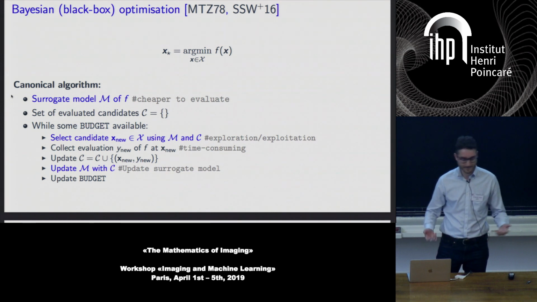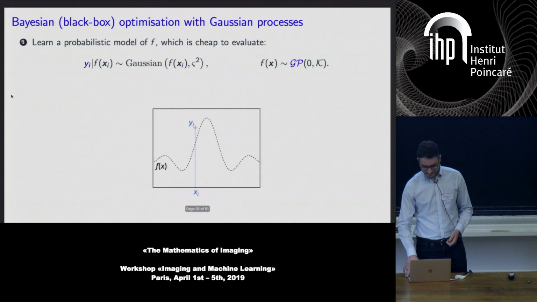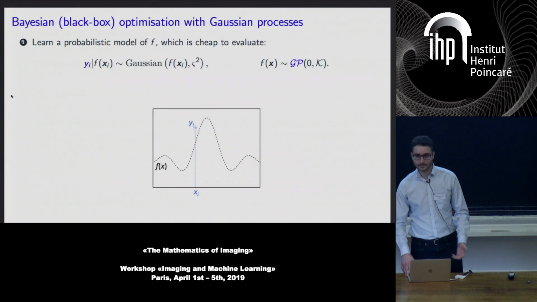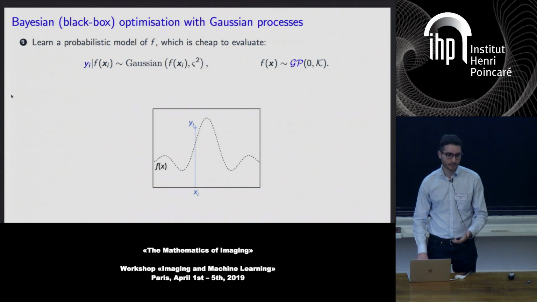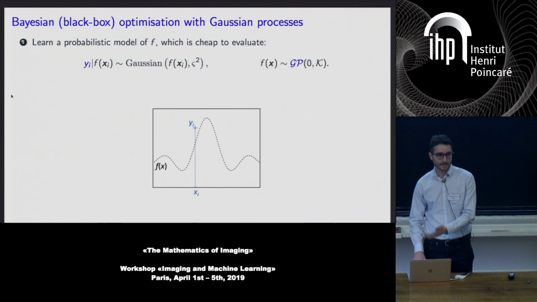dollars or out of time. So what do researchers typically do? They place a Gaussian process model over f, over the black box f.